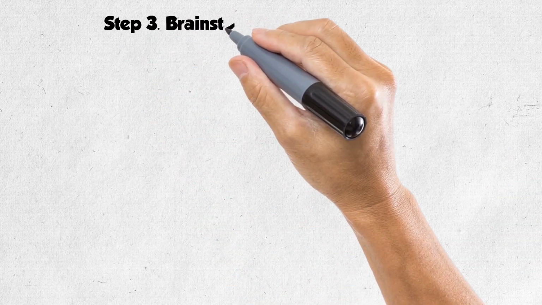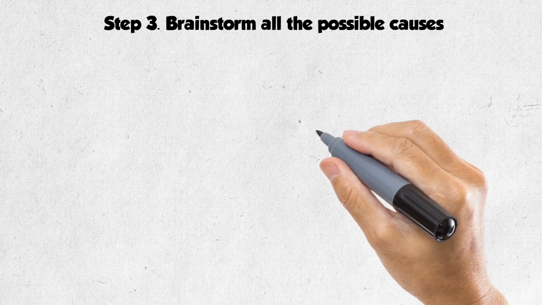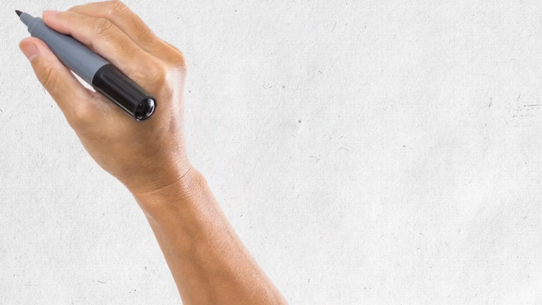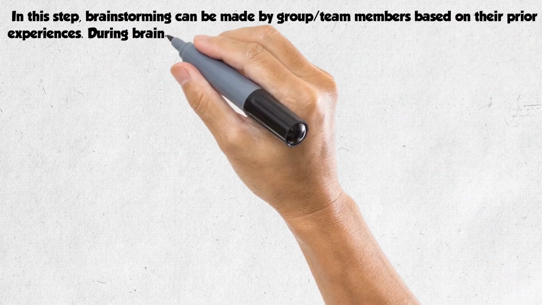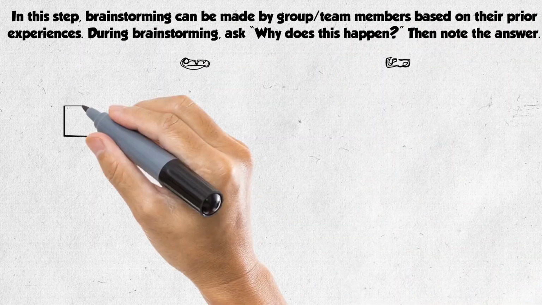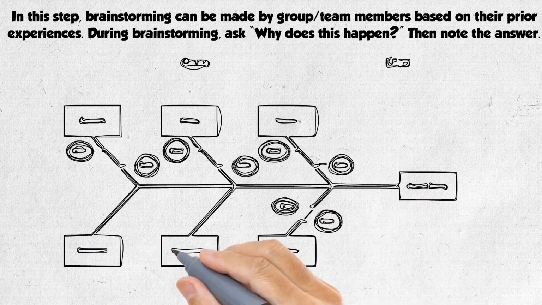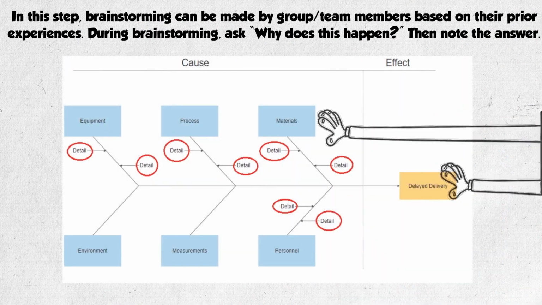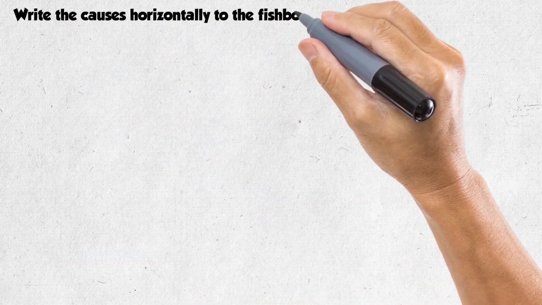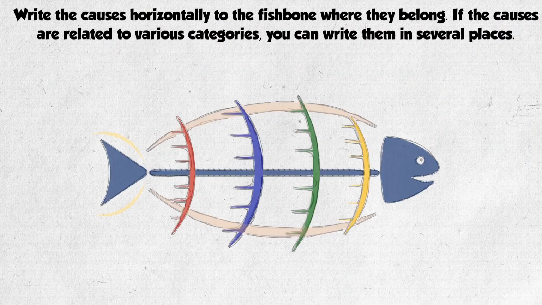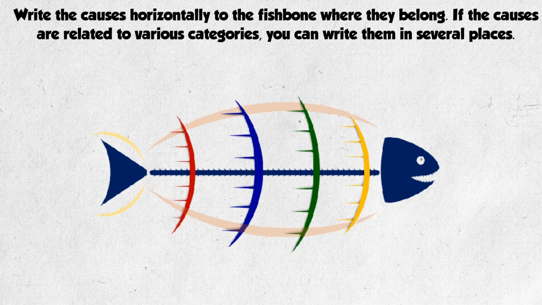Step 3. Brainstorm all the possible causes. In this step, brainstorming can be made by group team members based on their prior experiences. During brainstorming, ask why does this happen, then note the answer. Write the causes horizontally to the fishbone where they belong. If the causes are related to various categories, you can write them in several places.